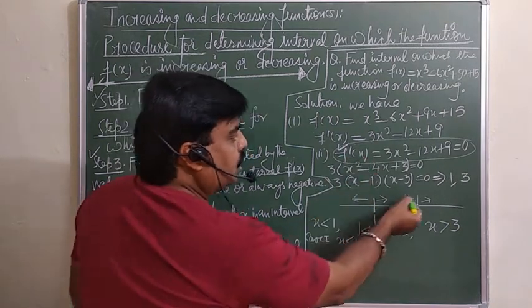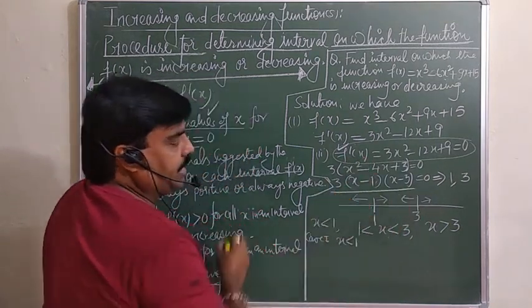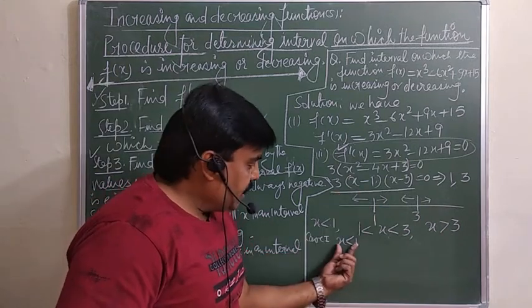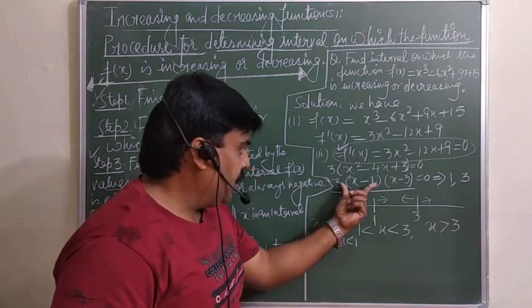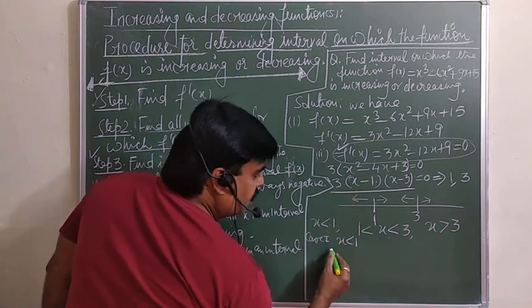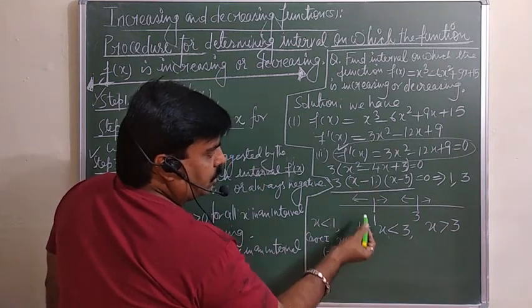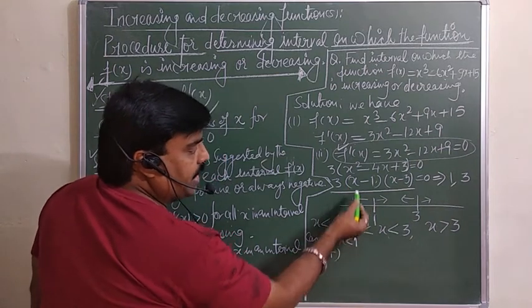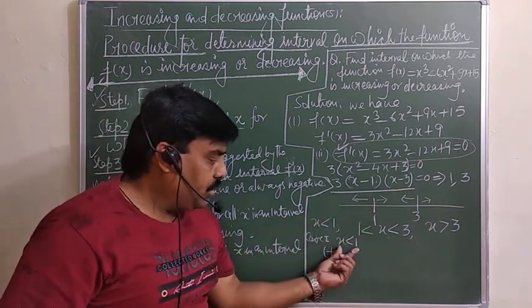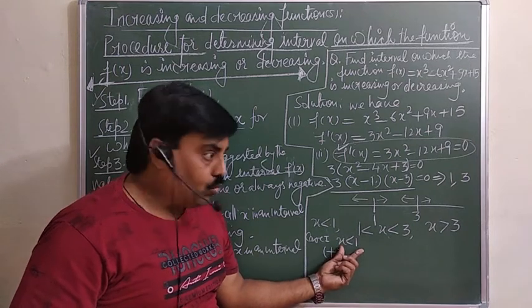For your own convenience you can take this one. This is your f dash x. So x is less than 1. Put a value smaller than 1 here and just check. 3 is always positive, no doubt. But you are going to put a value less than 1. Suppose you are putting x equal to 0 here. What will we do? X less than 1, so we put a value smaller than 1 here.